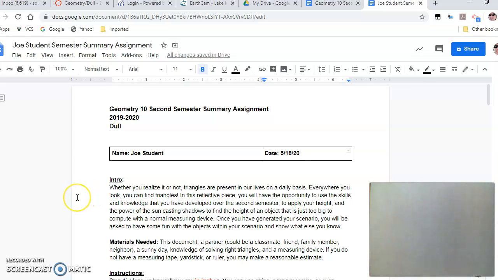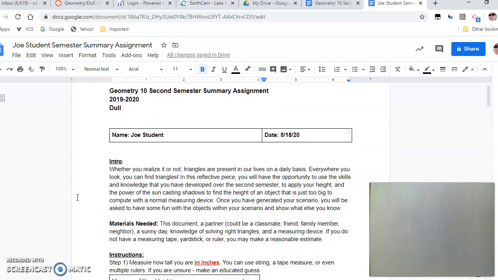So under materials needed, I said that you need this document, you would need a partner. And the big reason for that is you're measuring a shadow, okay? And it's virtually impossible to measure your own shadow. I'm not saying that it cannot be done, but you'll save yourself so much stress and give yourself a much better chance of having success with the math if you have somebody help you out with this. So that could be a classmate, a friend, a family member, or maybe a neighbor that's willing to help you out. If we're talking about shadows, you need a sunny day.